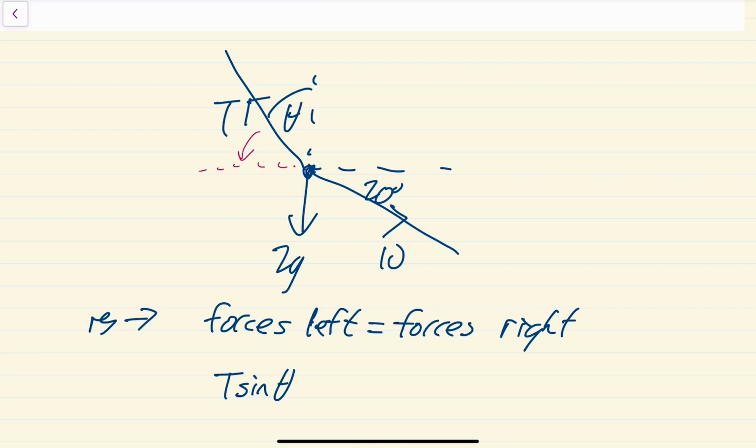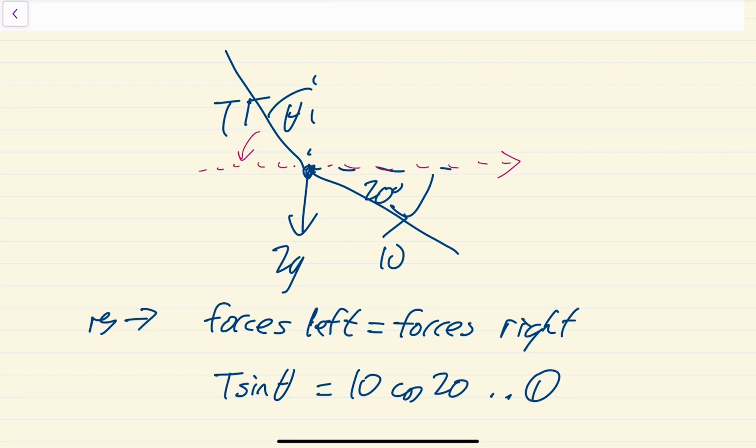Now going in the other direction, going to the right. So you imagine going along this way. The only thing you've got going along that way is a 10, and that is cos 20 because you've got the angle, so it's 10 cos 20. Call that equation 1.